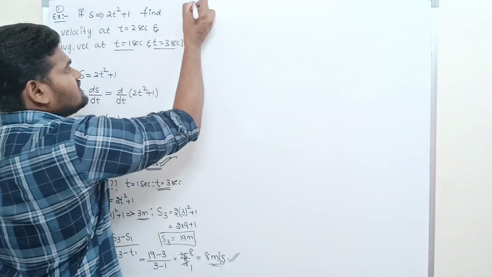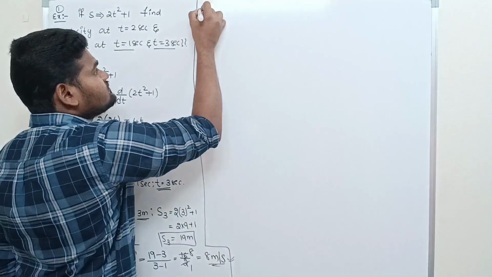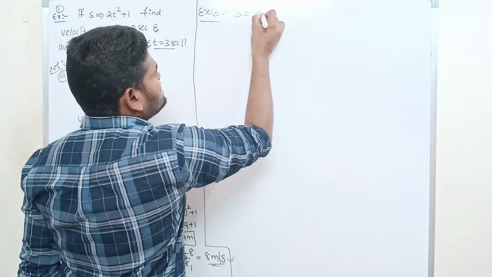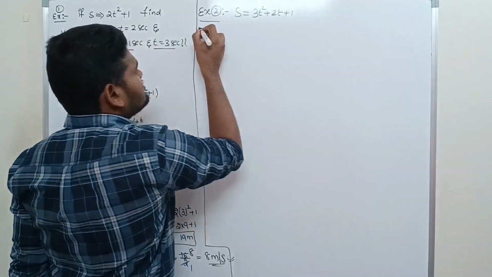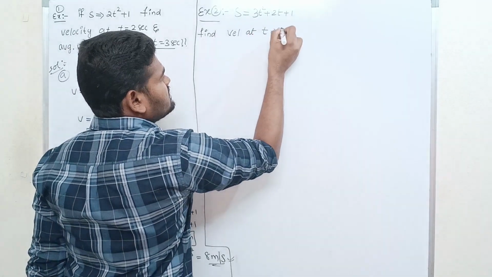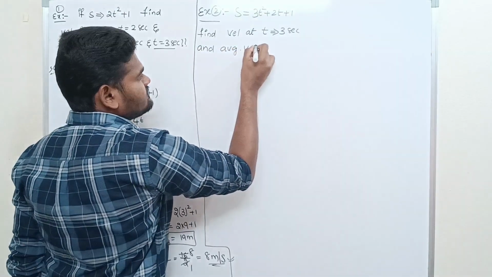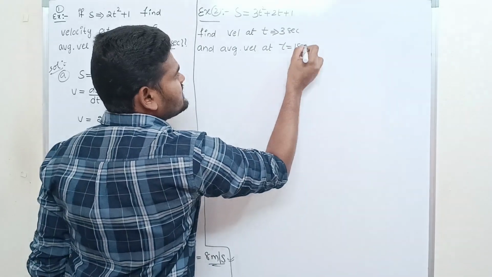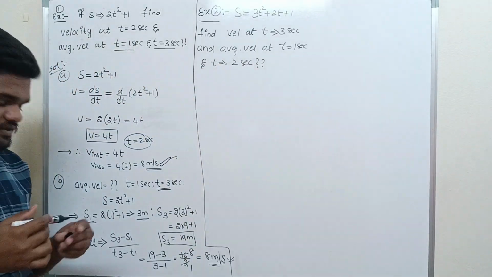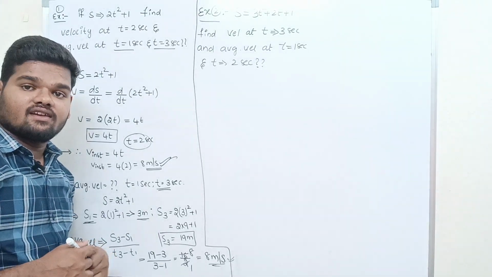Okay, right. Have a look at the second example. So they have given it like this. S equals 3t square plus 2t plus 1. Find the velocity at t equals 3 seconds, and the average velocity between t equals 1 second and t equals 2 seconds. So this is the given question. Pause the video and try the solution. 3, 2, 1, go.